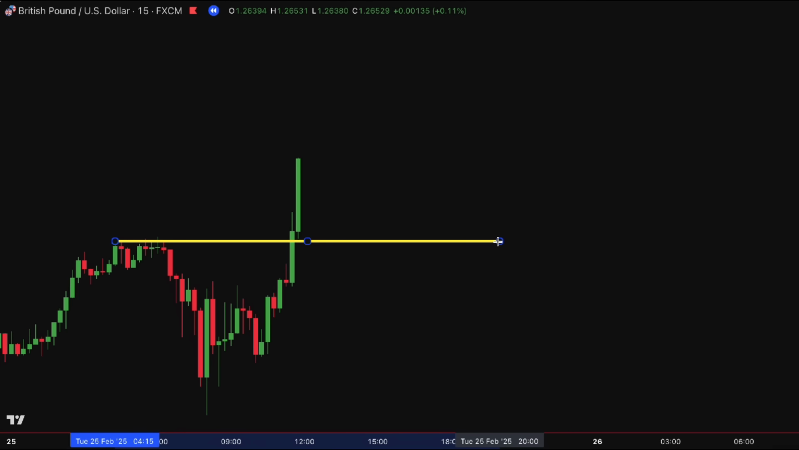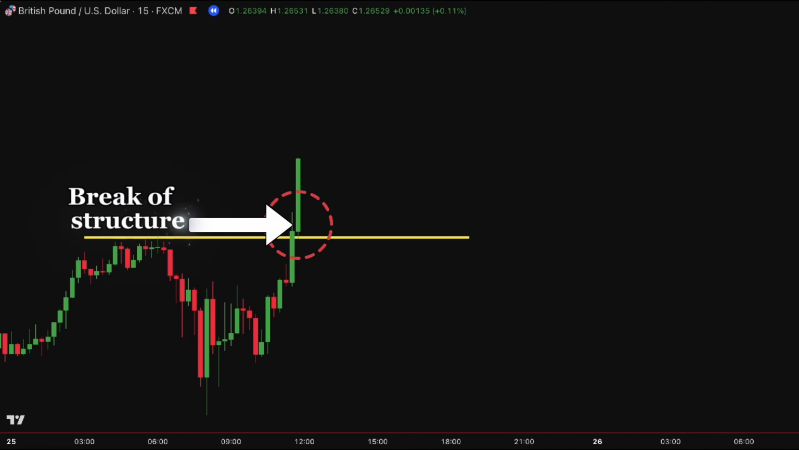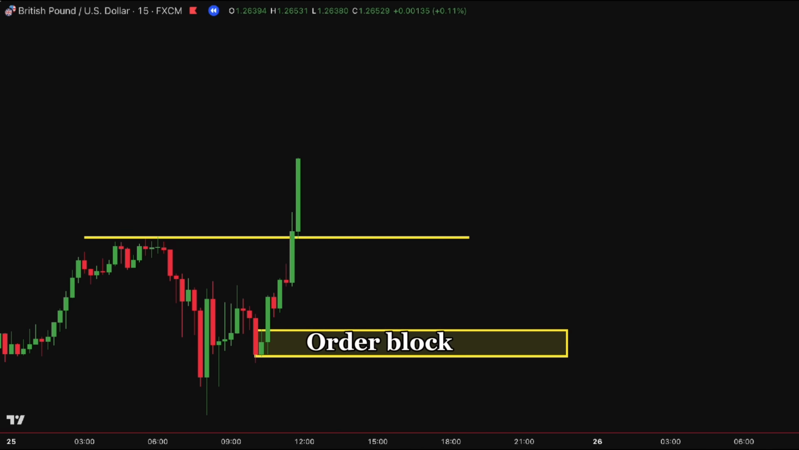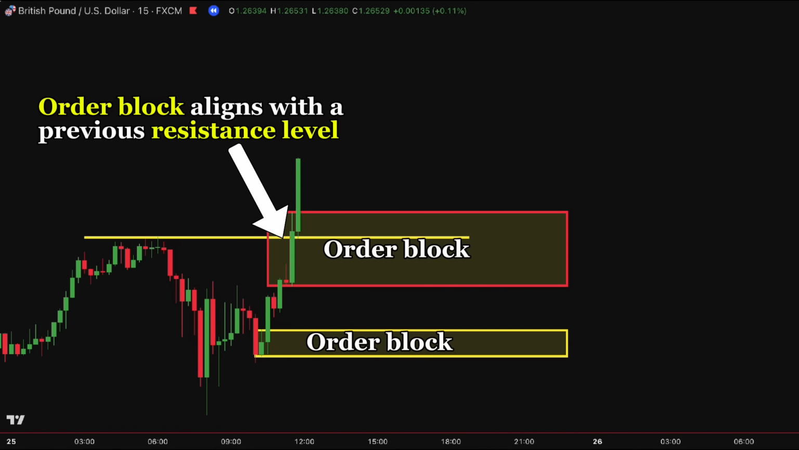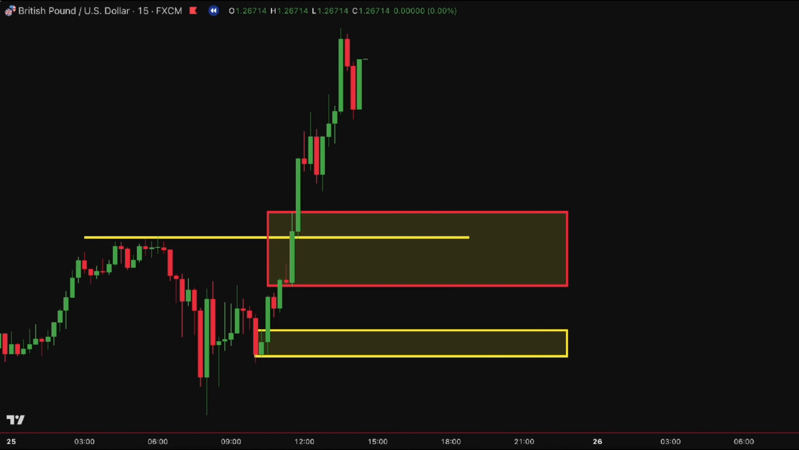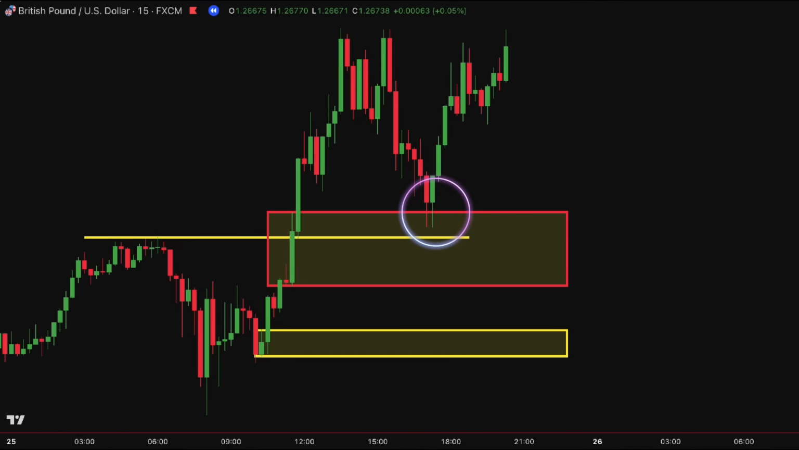Now look at another example. This time, the market moves up and breaks market structure. As you can see, here's the first imbalance, so we draw our first order block. Then we notice another imbalance forming higher, so we mark a second order block. What's important is that this second order block aligns with a previous resistance level, which adds confluence and increases the probability of a strong reaction. Watch what happens next. The market retraces back into the order block, gets rejected, and then continues moving higher, confirming that the order block was valid and supported by the former resistance now acting as support.